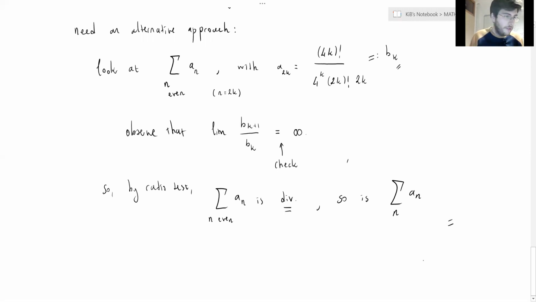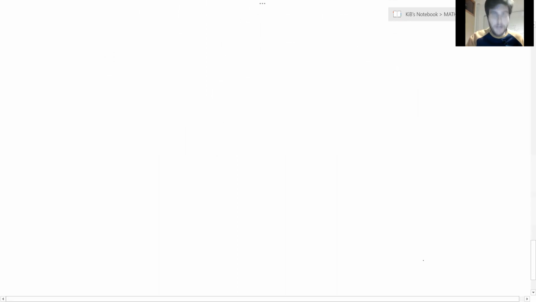We don't have convergence behavior, neither absolute convergence nor conditional convergence. So the series in part C of this problem is divergent. Okay, fine. And the final one, I guess part D.